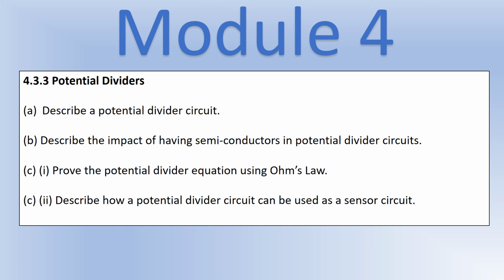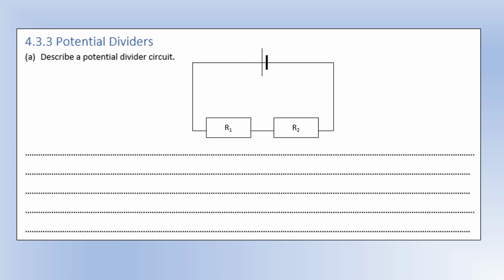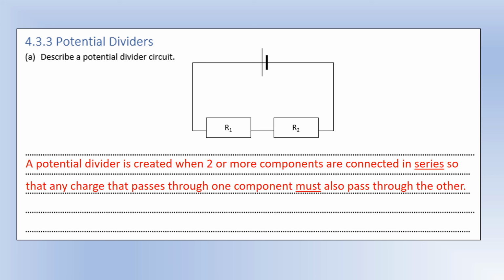All right, so final section, potential dividers, another way of modeling series resistors. So first of all, work your way through this section, then we'll take a look. Okay, so a potential divider circuit will look something like this. It's any two components in series with each other, or we can have 3 or 4, it doesn't matter, as long as they are all in series.